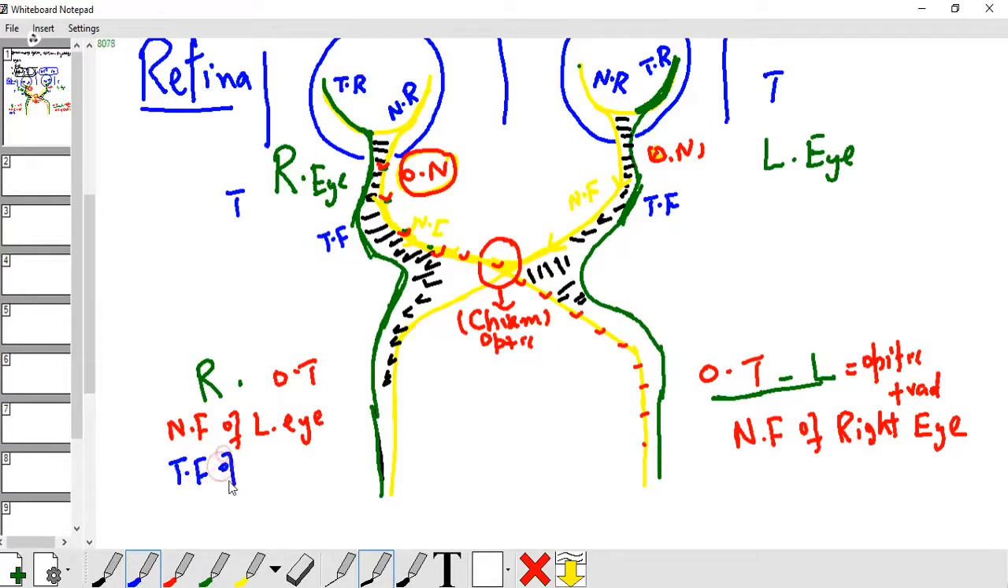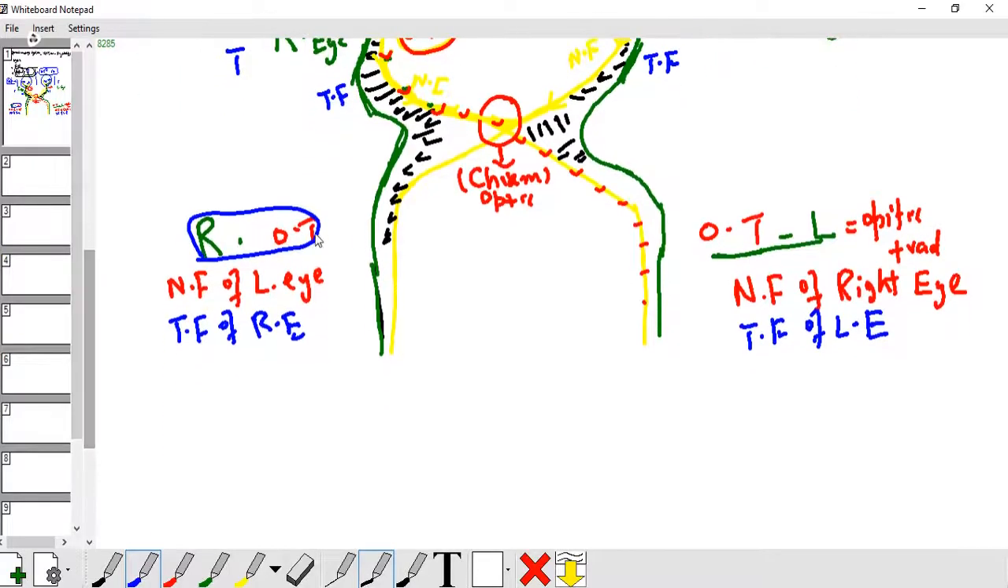Temporal fiber of left eye. Sorry, there's a problem here. It's a right tract. Temporal fiber of left eye is in the left tract. So after that, you can see this temporal fiber till here. Clear, okay?